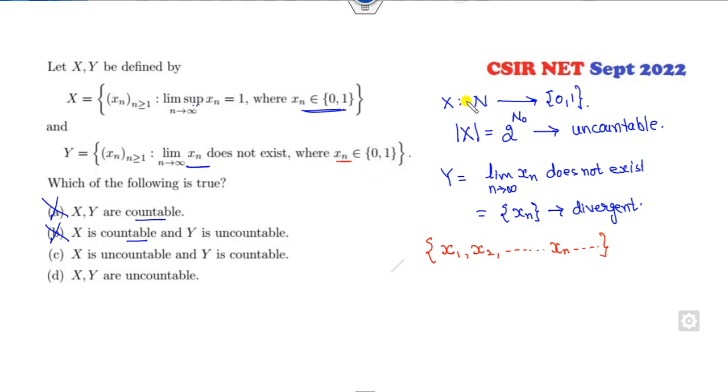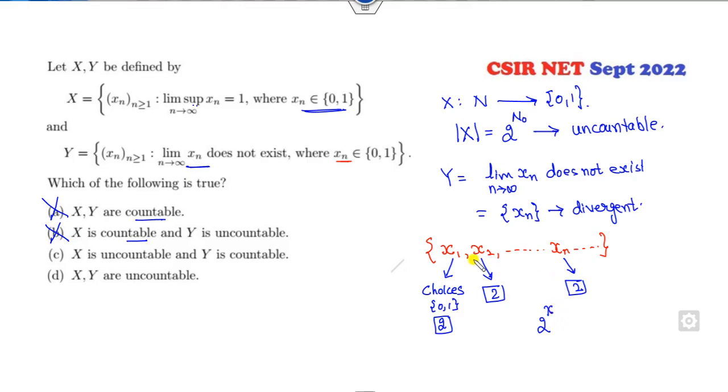So how can you check that? You have to define the cardinality. Look at that. How many choices do you have for this X1? It is either 0 or 1, so you have 2 choices for X1. How many choices for X2? Again you have 2 choices, and again 2 choices. So what is the total number of choices? What is the cardinality of this?